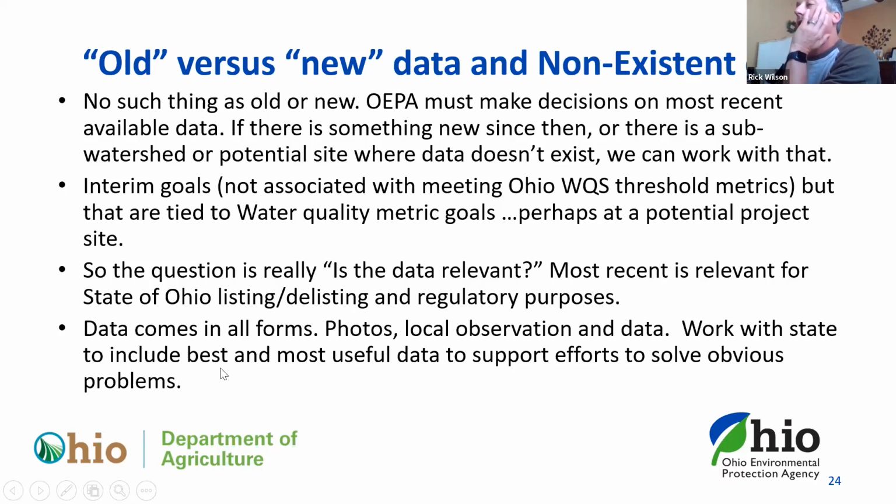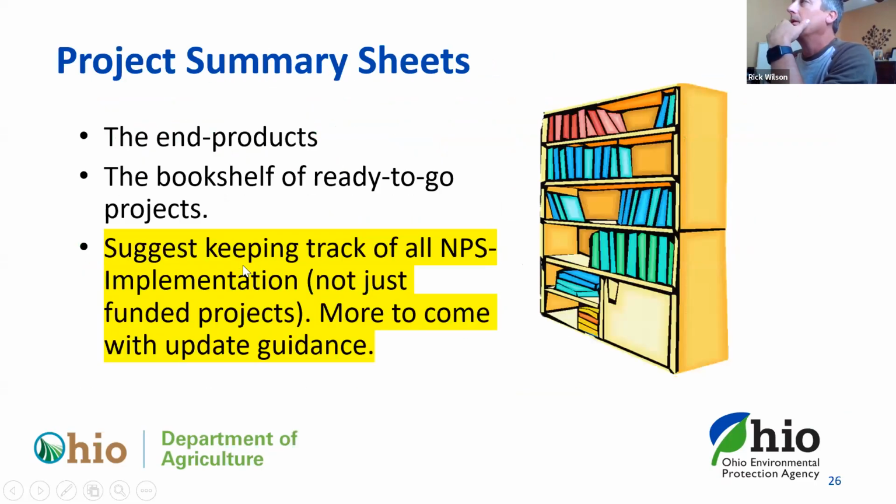But this is an important point. Data comes in all forms. Photos, local observation, and local data are useful, especially when it comes to a site that's clearly problematic. So I used to say, by the pixel, photos are data. And we will work with you on questions on locating data or determining whether or not you should use what you have to substantiate a project, especially.